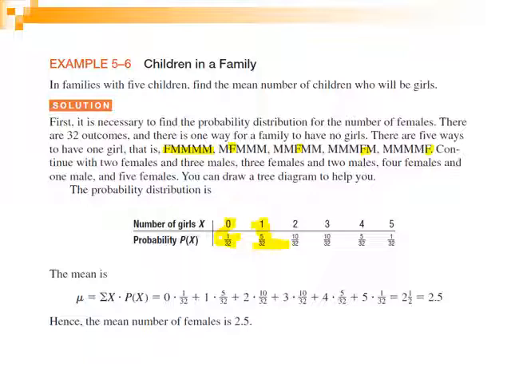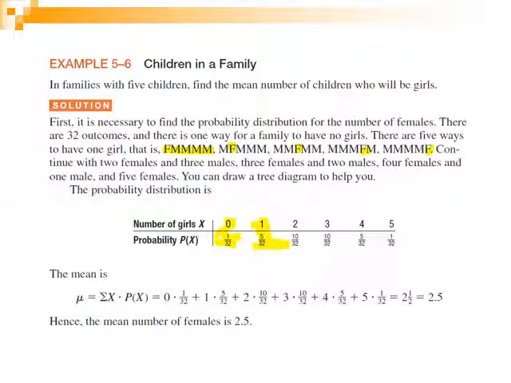So when we have one girl, the probability is equal to 5 over 32, and by the same steps we get the number of girls 2 and its associated probability 10 over 32, and then when the number of girls is 3, the associated probability is 10 over 32. When we are interested in the number of girls 4, the associated probability is 5 over 32, and finally there is only one case where all the children are female, which is 1 over 32.